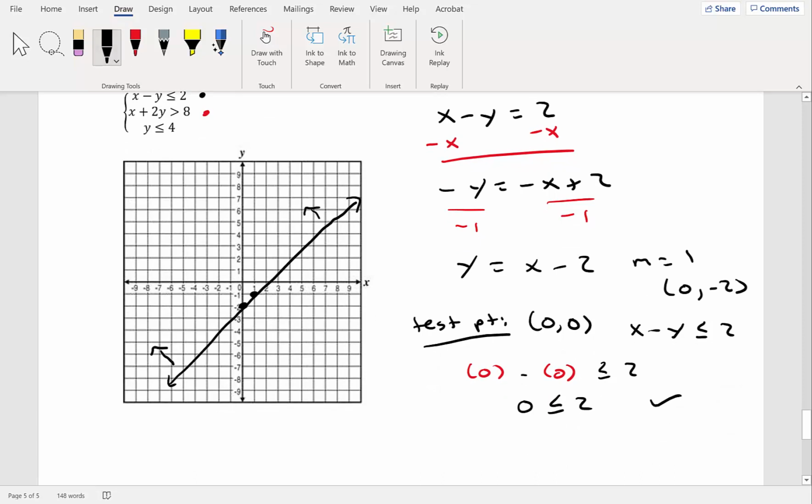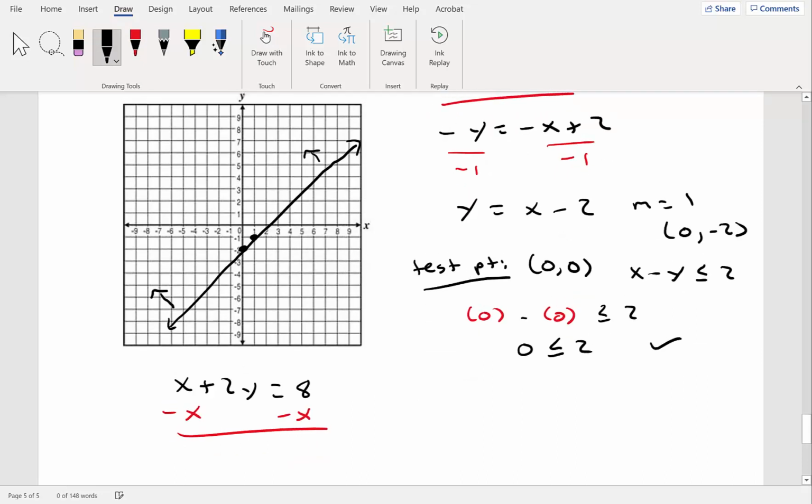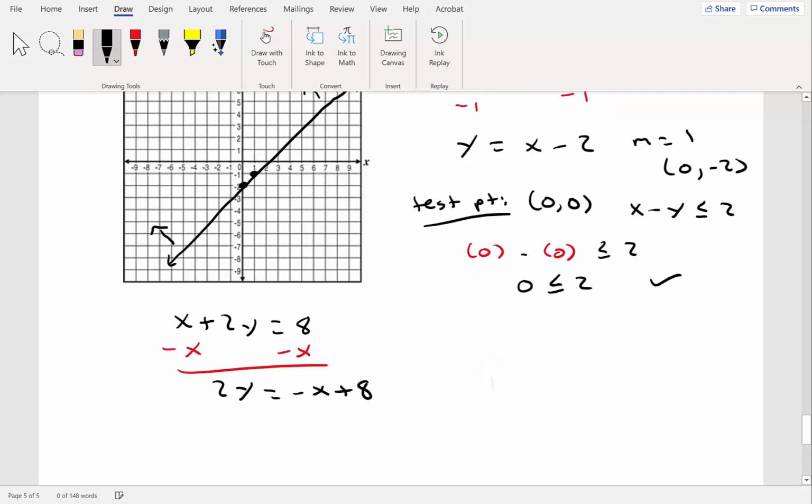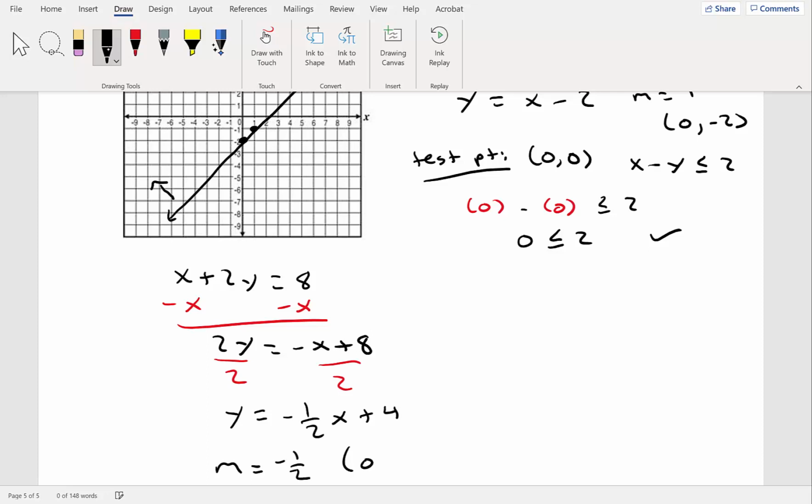So we have x, so let's first change it into an equal sign. So we have x plus 2y is equal to 8. Okay, let's get y by itself. So subtract x from both sides. We get 2y is equal to negative x plus 8. Now divide both sides by 2. We get y is equal to negative 1/2 x plus 4. So my slope here is negative 1/2, and my y-intercept is 0, 4.